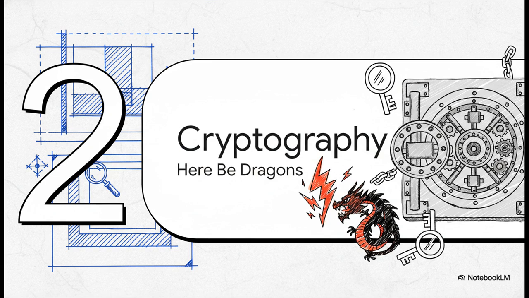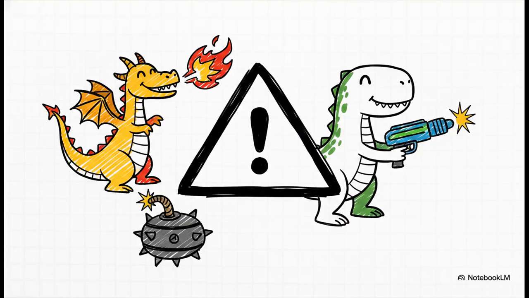Moving on to Section 2, Cryptography. Here be dragons. Okay, so if you thought I was kidding about the dinosaurs earlier, well, check out this actual warning from the official cryptography documentation regarding their hazardous materials module. They explicitly tell developers that unless you are 100% absolutely sure of what you're doing, do not touch it, because it is full of landmines, dragons, and dinosaurs with laser guns. No way, right? But they use this extreme kind of playful humor to make a deadly serious point.